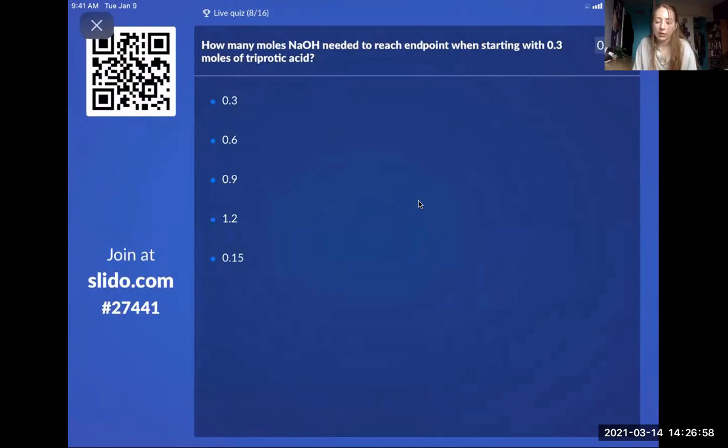How many moles of NaOH are needed to reach the endpoint when starting with 0.3 moles of triprotic acid? Jacob asks, and you're using the final Ka to find the Kb, right? Yes, always use the final Ka to find the final Kb. This is a conceptual question to make sure you're understanding how titrations work. Just asking how many moles of NaOH you need to complete a titration with a triprotic acid.